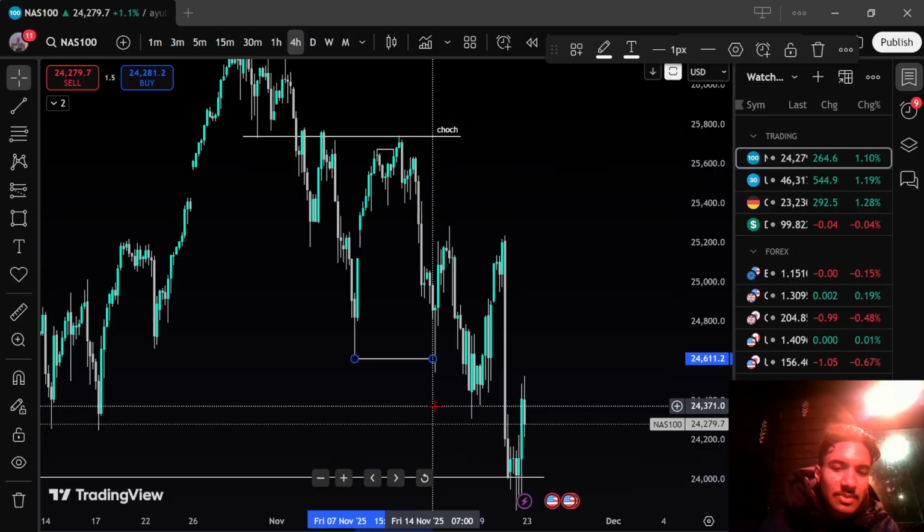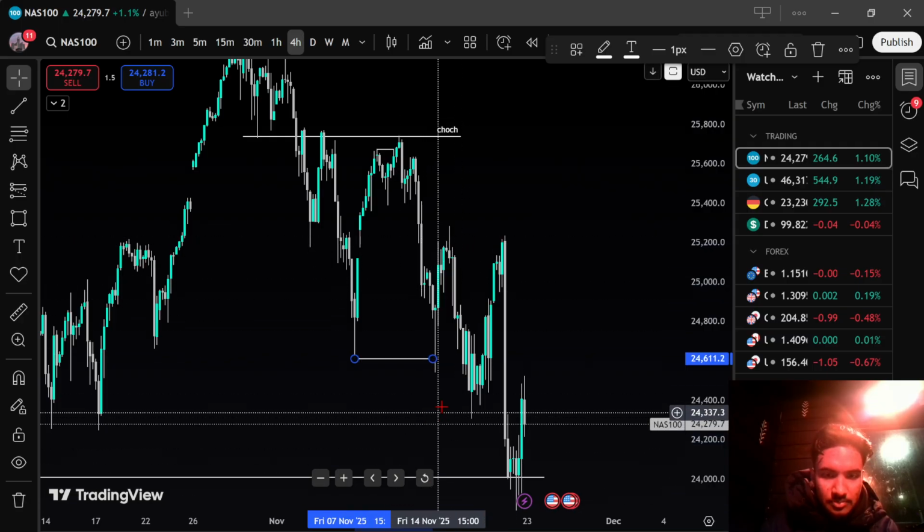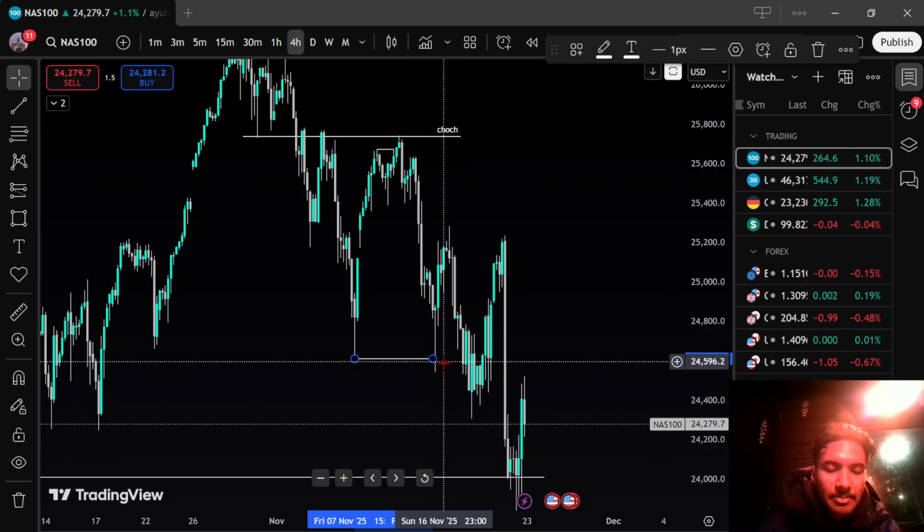Imagine if your TP was around here and you didn't take your profit. All that is gone. You probably would have got stopped out at break even or something. So always take your profit where the next draw on liquidity is.